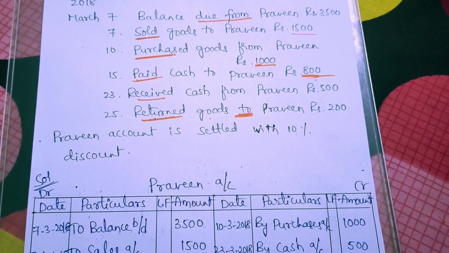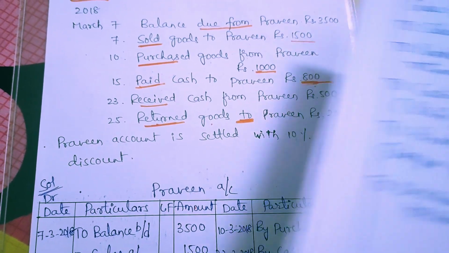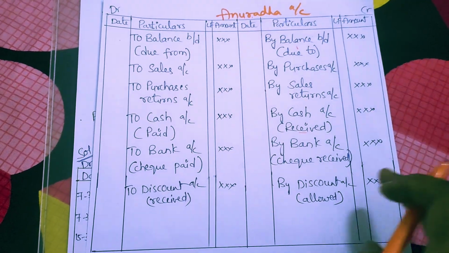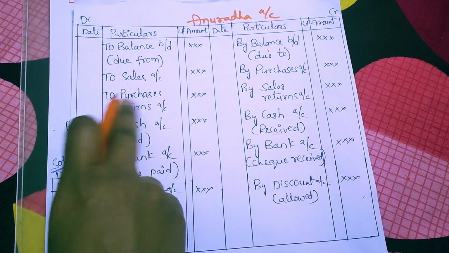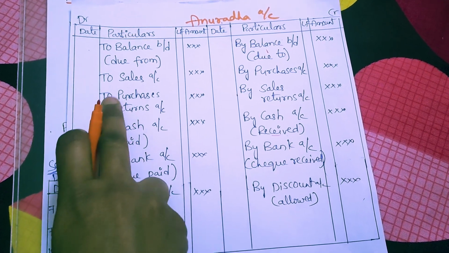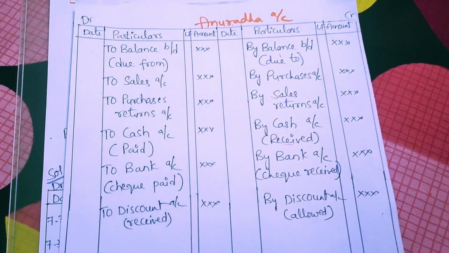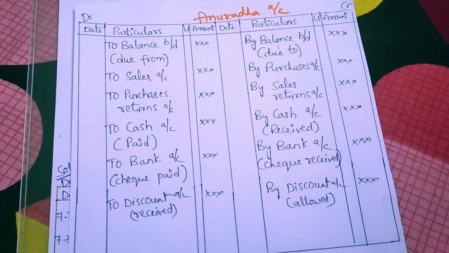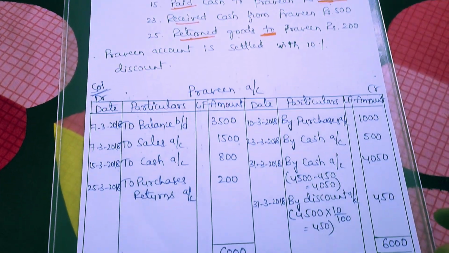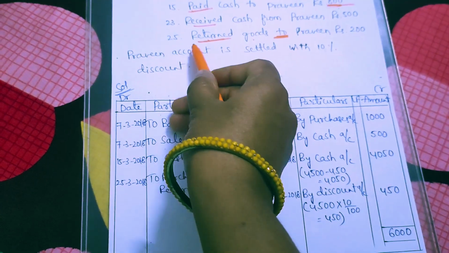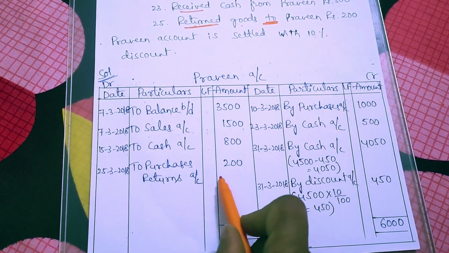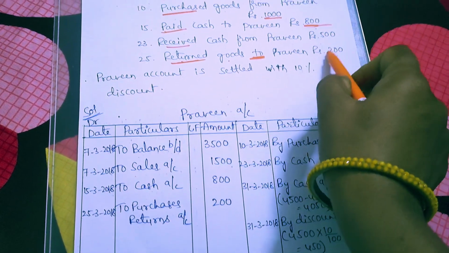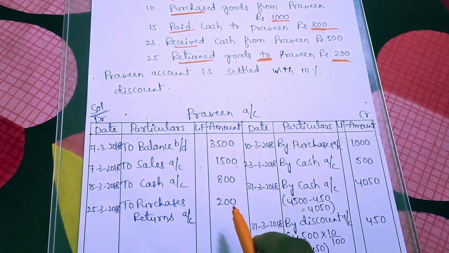And where we have to record purchase returns? Take the help of the format. It is very simple. It is available on the debit side. You can see here, to purchase returns account. So for our solution also we should record on the debit side. 25th date, to purchase returns account 200. Okay.